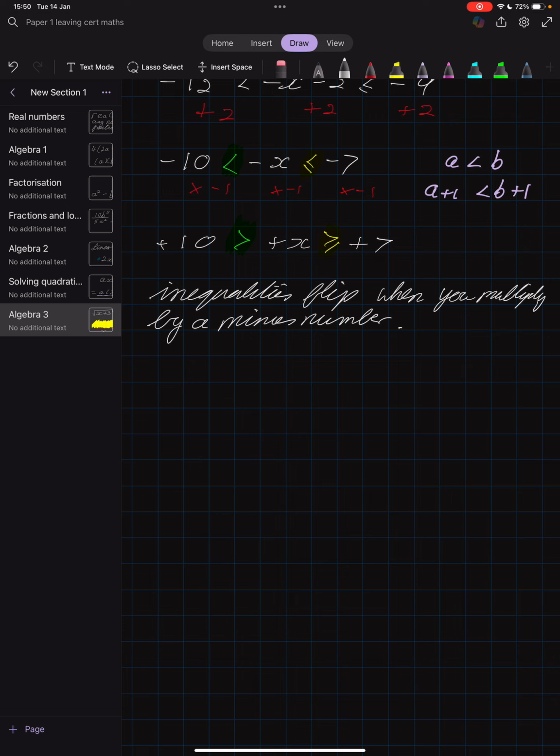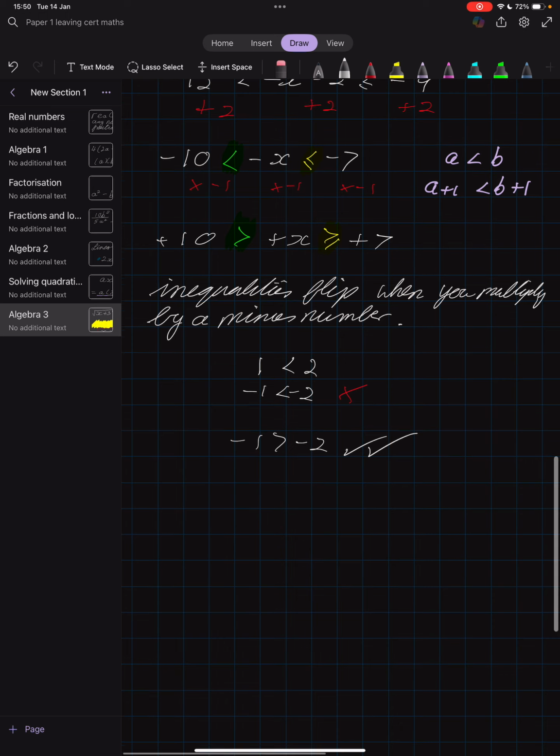To show you this, it's like saying that 1 is less than 2. If I multiply by a minus, I get minus 1 is less than minus 2, which is clearly incorrect. But if I do minus 1 is greater than minus 2, then that's correct. Okay? So when you multiply by a minus, the inequality flips. Alright? So that's what that is.